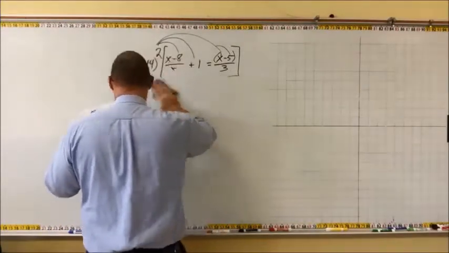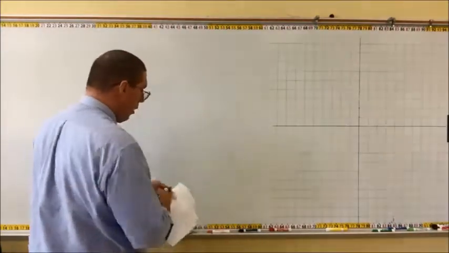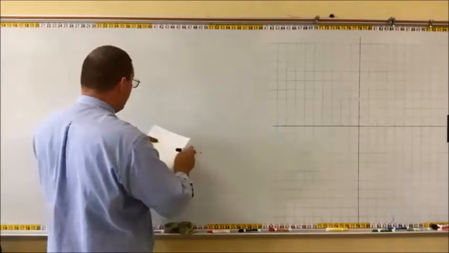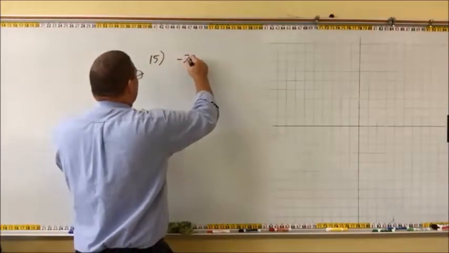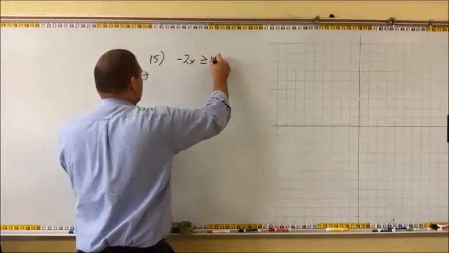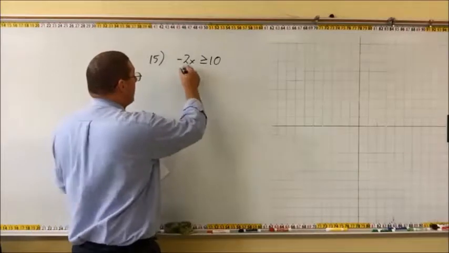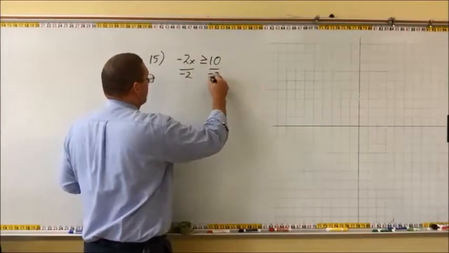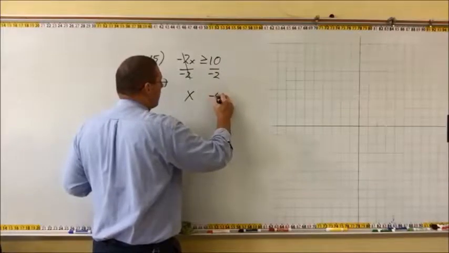Honestly, I think that was the hardest one out of all of them, folks. It's just these others now are the inequalities, and sometimes you don't know what to do with an inequality. All right, so we've got 15. We've got negative 2x is greater than or equal to 10. Very simple, very straightforward, right? All we have to do here is divide by negative 2 on both sides. Very simple. Cancel, we have an x. 10 divided by negative 2 is negative 5.